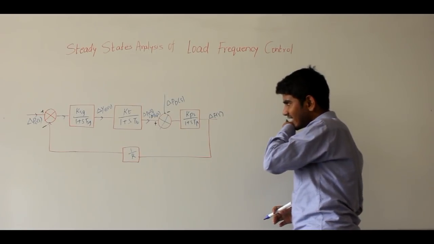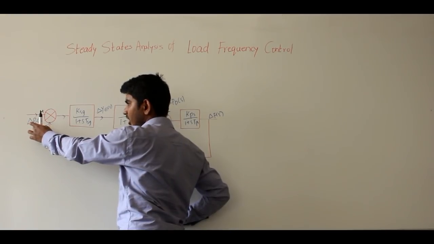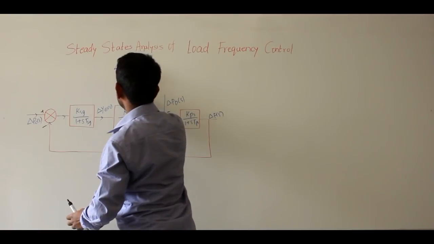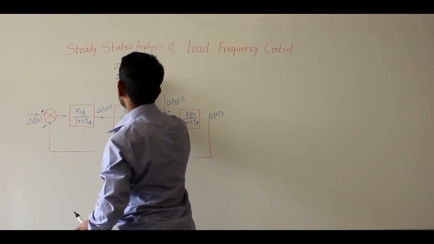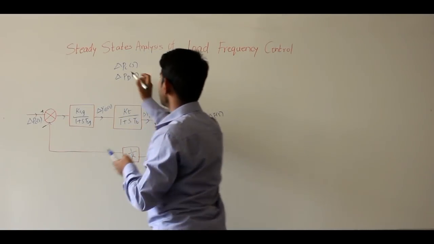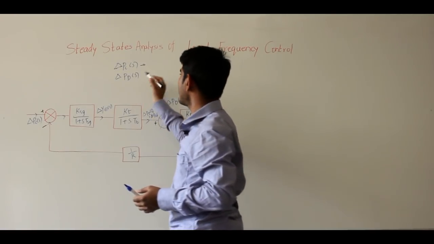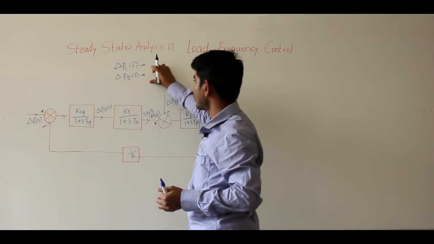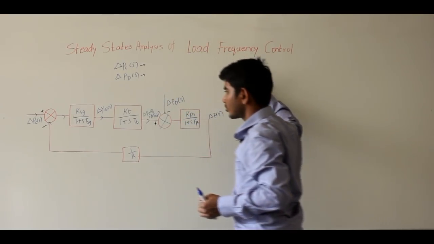Here we can see the two important incremental inputs to the system: one is delta PC of S and the other one is delta PD of S. This delta PC of S is the speed changer setting and this is your change in load. So these are the two important incremental inputs to the load frequency control system.